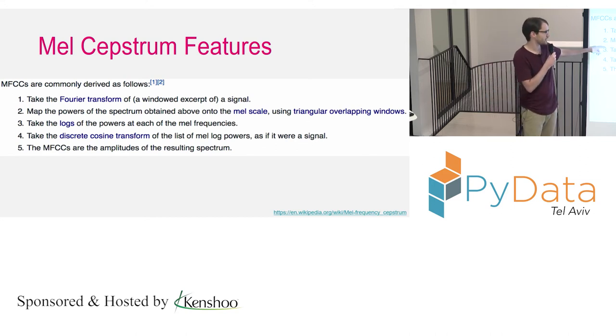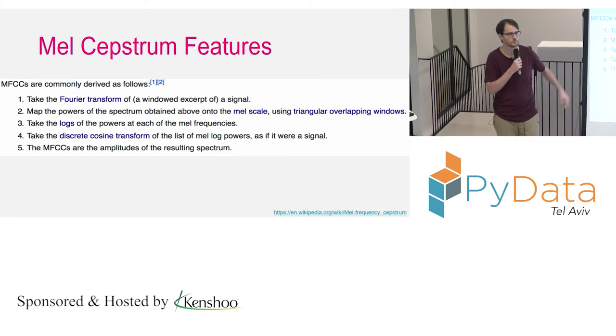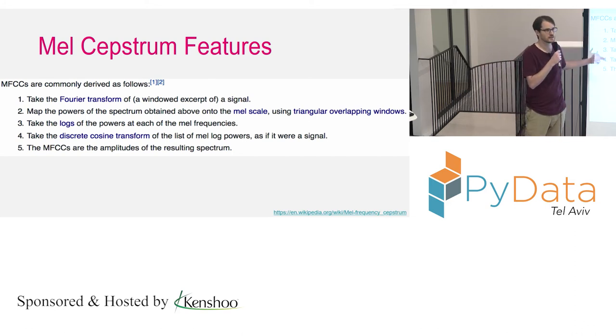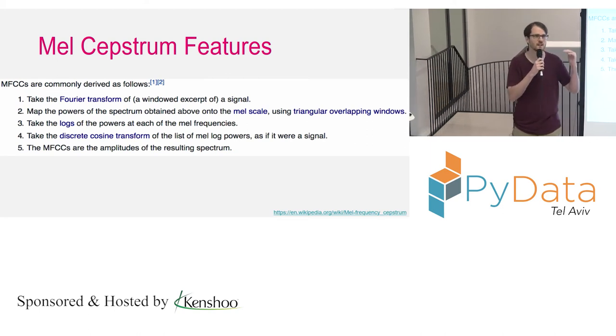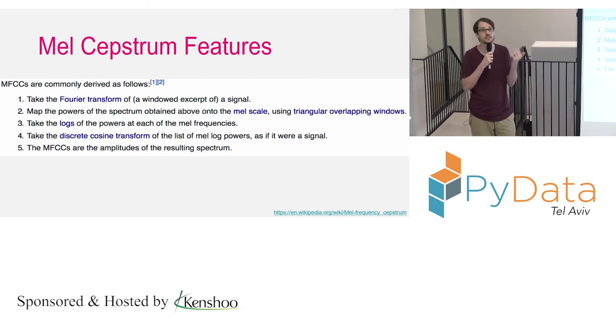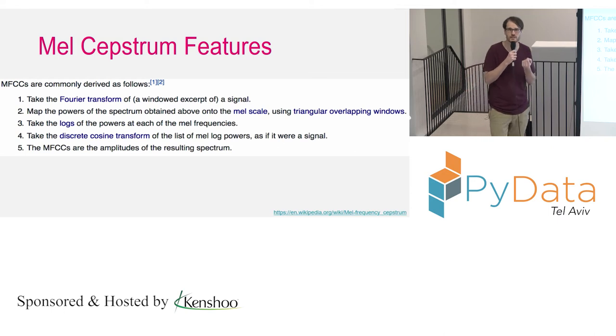The next step is I take the logs of the frequencies, and then I do a discrete cosine transform, which is basically another Fourier transform. So what do we have here? A Fourier transform, a log, and another Fourier transform. And why is this useful? The raw signal encodes information only on the voice itself, how loud it is, and that is a very weak signal to identify the speaker.